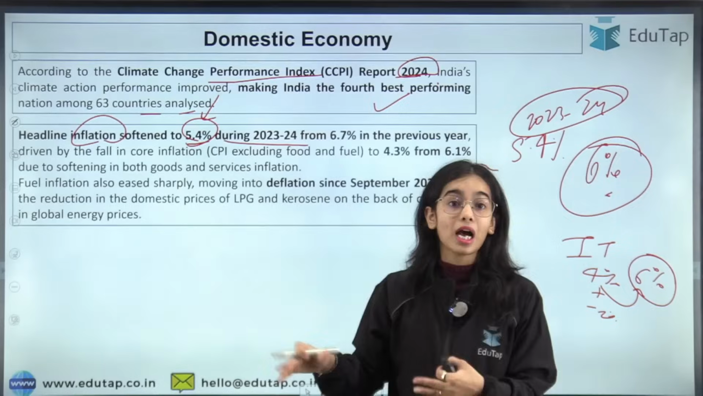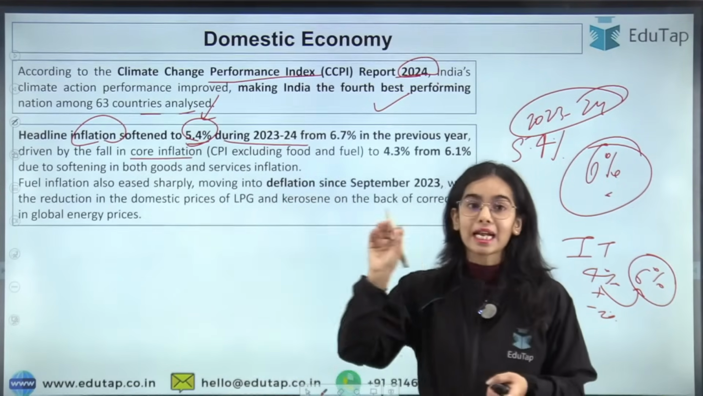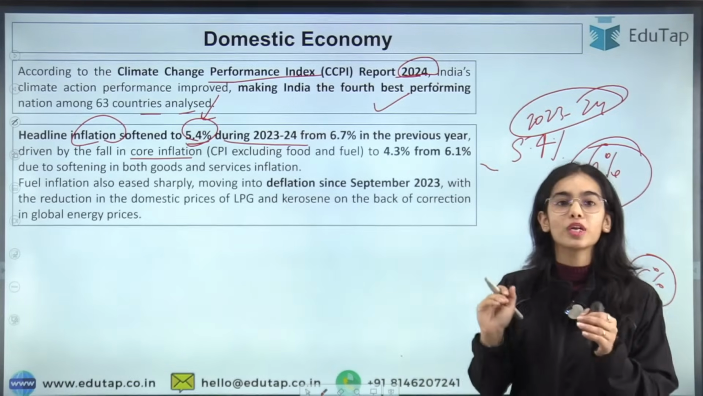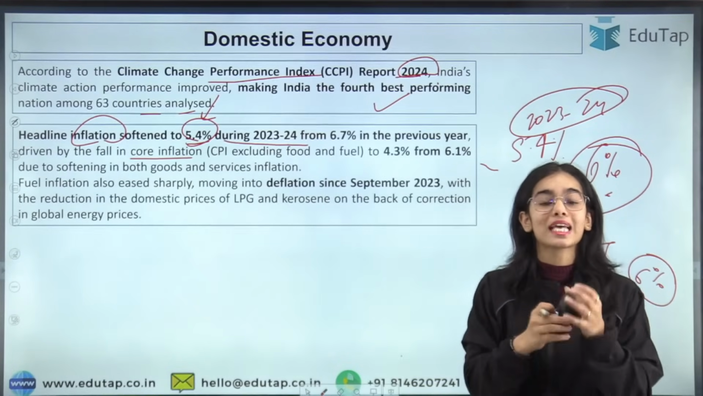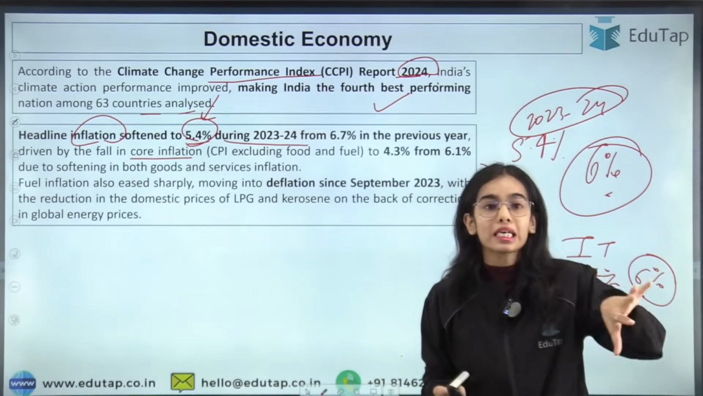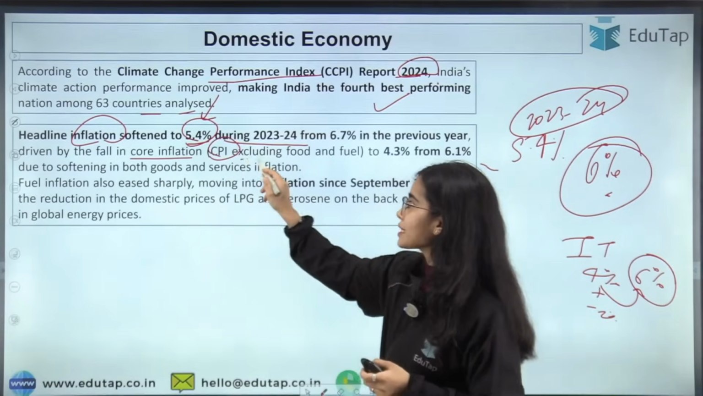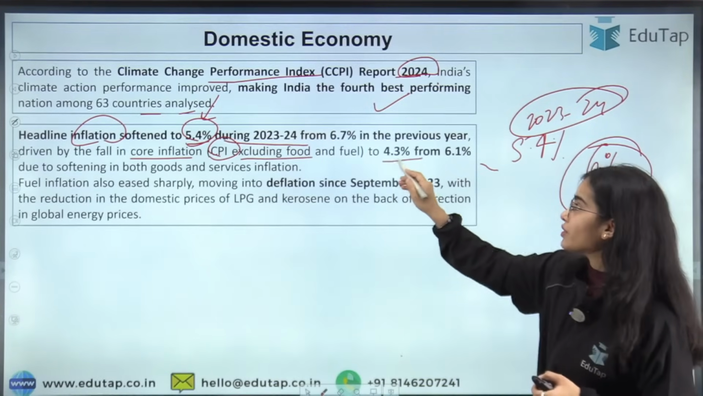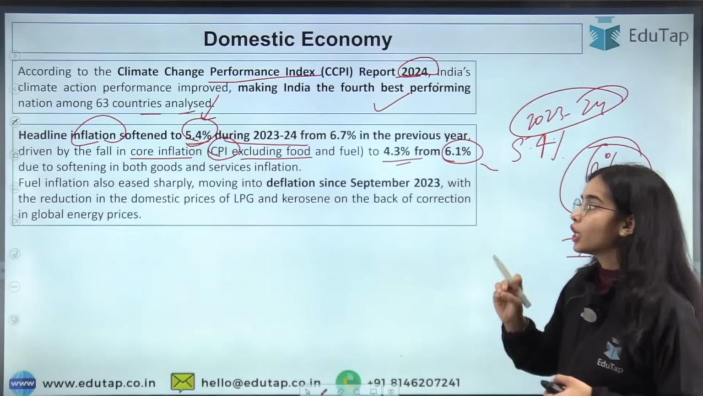Now why has this happened, how has the inflation reduced, let's see that. So first of all, the core inflation, that is the inflation excluding the food and fuel prices, because food and fuel prices are very volatile. So the core inflation is the inflation excluding the volatile prices to actually see the condition in the economy. Okay, so core inflation, that is the CPI inflation excluding food and fuel, has fallen down to 4.3% from 6.1% due to the softening in the prices of both goods and services.